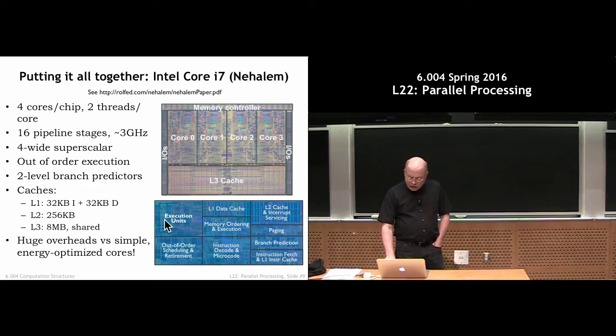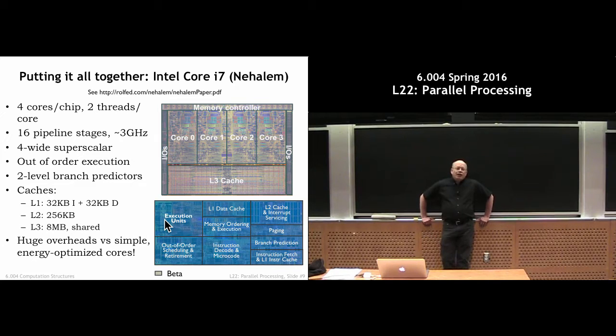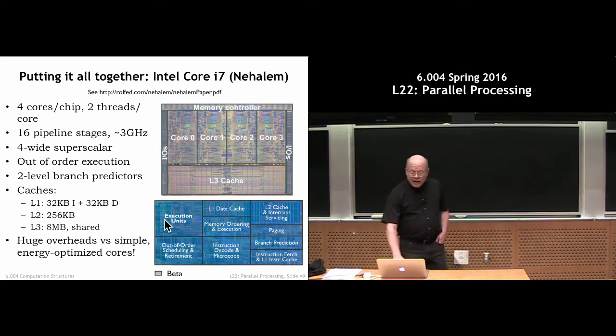And to give you a sense, not to scale, the beta is actually much smaller. Our very simple little beta is really just a small fraction of the logic that you see for one of these cores.